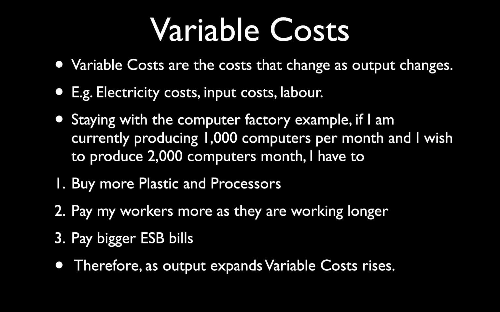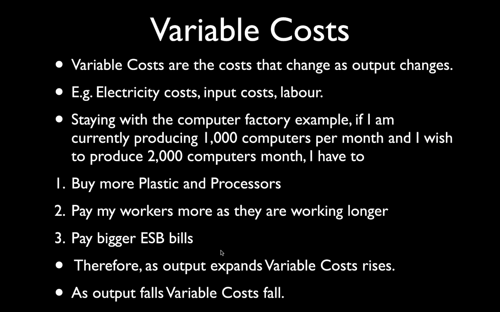So therefore, as output increases or expands, variable costs rise. And think about this, as output falls, variable cost falls. So what happens if I was producing 1,000 a month and then I reduce my production to 100 per month? Well, I can buy less. That's a reduction in variable cost. I can probably fire workers. That's a reduction in variable cost. I'll be paying less on electricity bills. That's a reduction in variable cost.